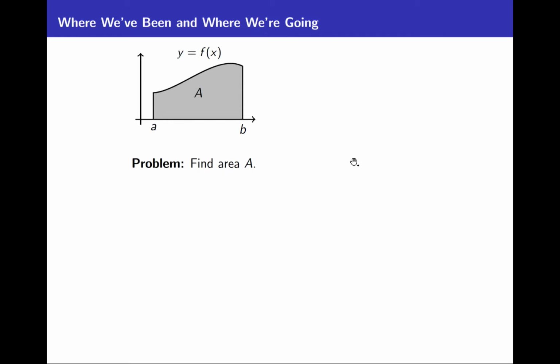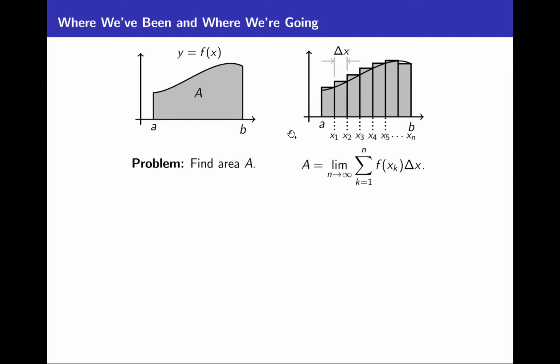As for where we've been, we've been dealing lately with the problem of finding the area A under the graph of a curve y equals f of x and between two x values of a and b. And our approach to this problem was this. We took the interval from a to b and divided it up into n equal subintervals, each of width delta x, which you'll remember is b minus a divided by n.